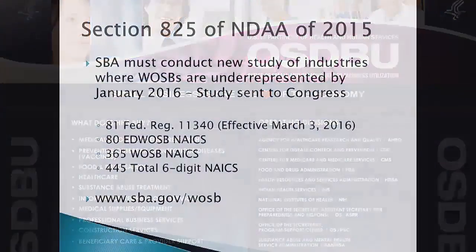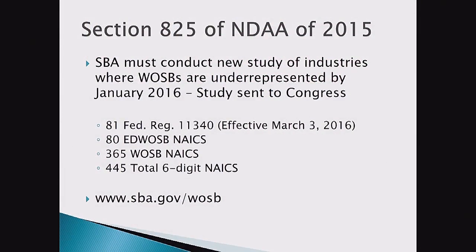We did update the NAICS codes where you can do set-asides. It was effective March 3rd. Here's the site to the Federal Register. It's also available on our website. So there's around 445 6-digit NAICS that allow set-asides or sole source authority.